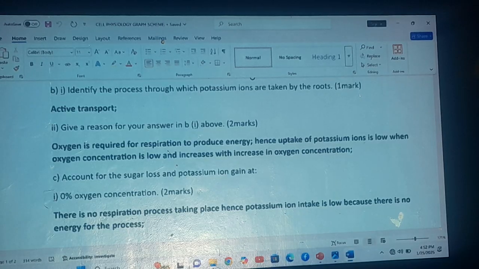So it means those ions will just be taken up by diffusion. Those few ions which have been taken are being taken by diffusion rather than active transport, because we don't have oxygen, we don't have respiration. No respiration, no yield of energy. No yield of energy, it means those ions will be taken by which process?